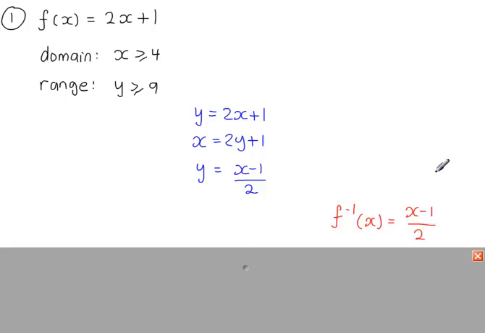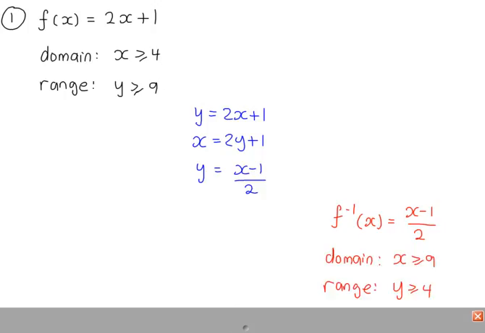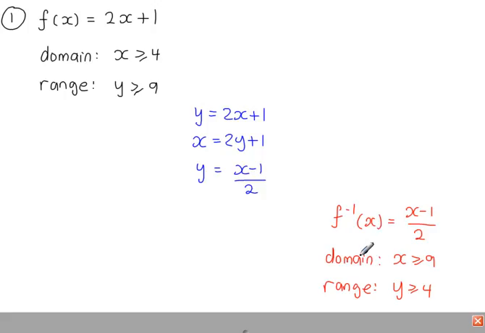So we can write this using function notation, so the inverse function is x minus 1 over 2, and the new domain and range, so for this inverse function, we need to swap these two around. So the domain is now x more than or equal to 9, and the range y more than or equal to 4.